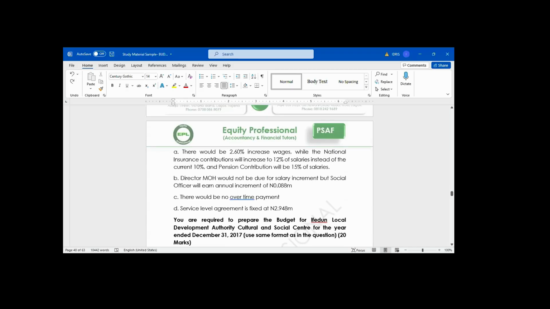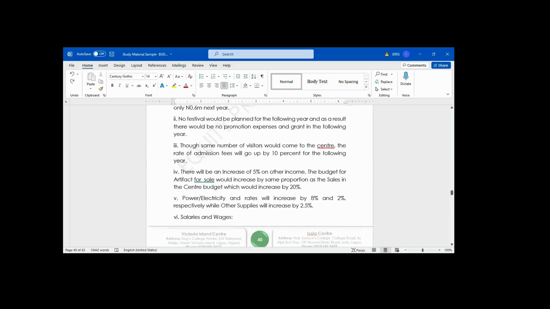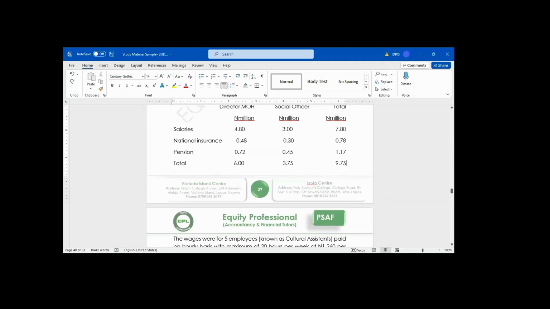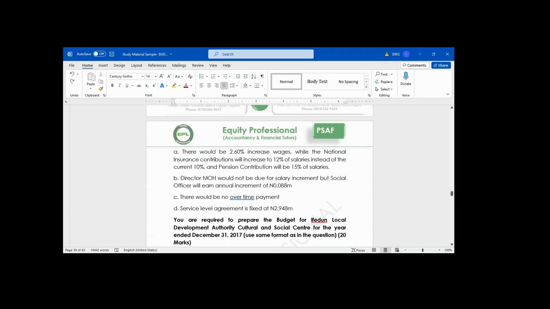Note 6. Okay, read it out. Note 6A, for salaries and wages. Wages is different from salary in this question. For salaries, still 6A: there will be an increase to 12% of salaries instead of the current 10%. That is insurance under the salary.